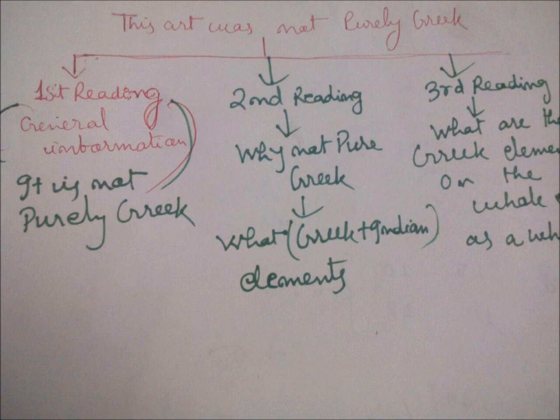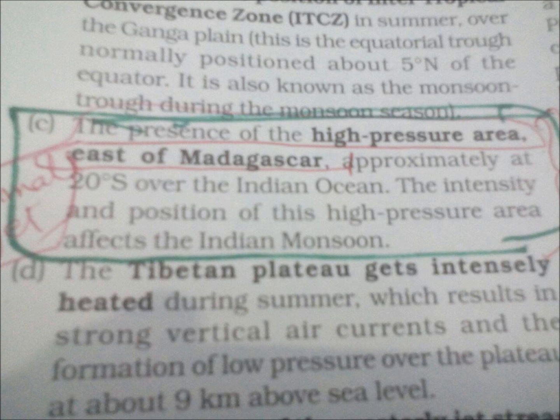And in the third stage, in extensive reading, we do not look only at Hellenistic art. We have to see the whole art of this period as a whole, meaning what are the Greek elements and what are the Indian elements in the prevailing art of this period as a whole. This is the stage of third reading.